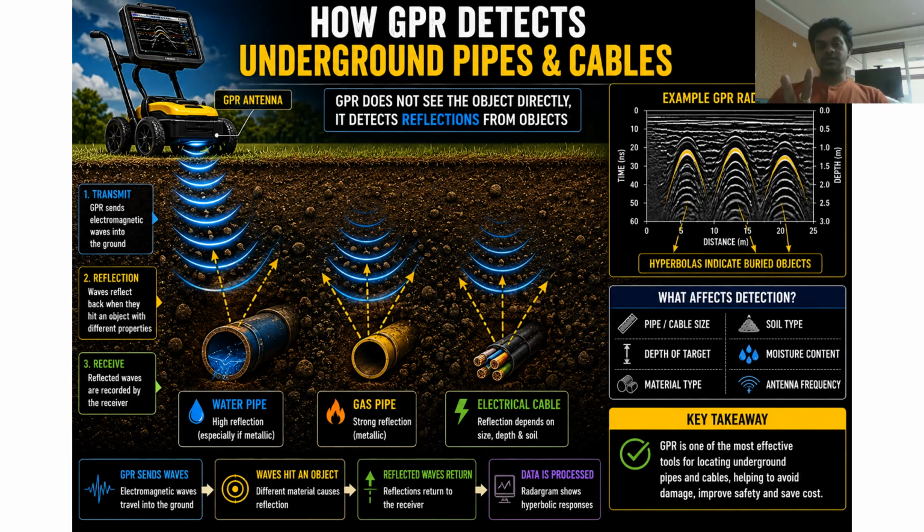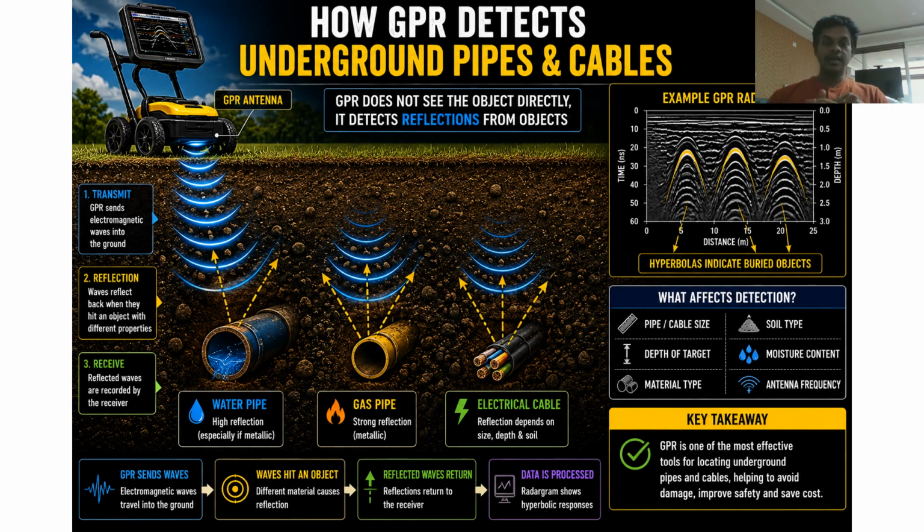Now let's imagine two situations. In situation one, the soil is dry, the radar signals are penetrating well, reflections are clear, and pipe detection becomes easier. In situation two, the soil is wet and clayey, signal attenuation increases, the depth of penetration decreases, and pipe detection becomes much more challenging. The pipe may still be present, but the signal quality becomes poor. This is one of the reasons why understanding soil condition is extremely important in GPR interpretation.